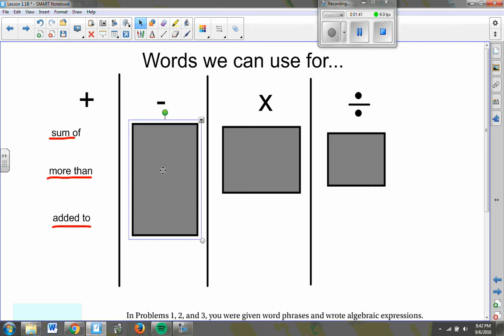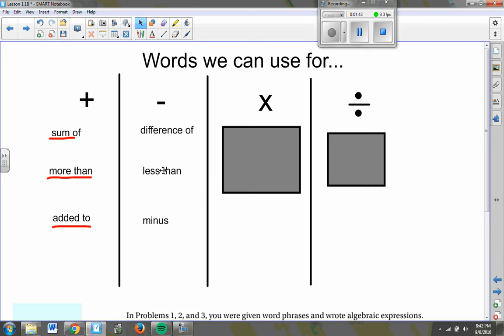Now, if we move to the minus symbol, it looks very similar, but our words are slightly different because instead of sum, which means plus, we use difference of, which means minus. So the difference of n and 5. Difference of n and 5 would be n minus 5. Okay, so when we see a minus sign, we can write difference of the two quantities that we see there.